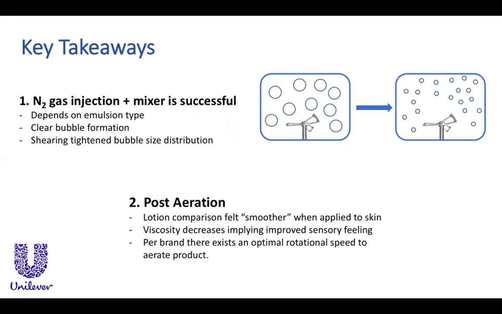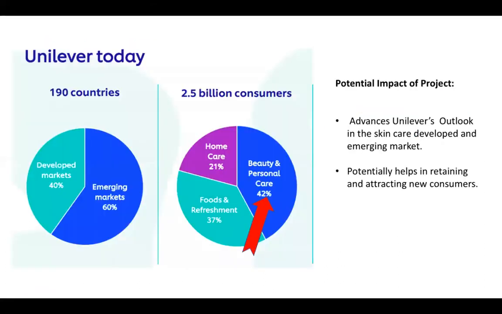After we aerated the lotions, we applied them to our skin to see if there were any differences in the way the lotion felt. We applied the lotion to both hands at the same time, and after aerating and homogenizing, the lotion felt slightly smoother when being applied to skin. From a bigger standpoint, we hope that implementation of our technical solution will advance Unilever's outlook in the developing and emerging skincare market, and hopefully will attract new customers due to the desired whipped feel and appearance of our newly designed products.